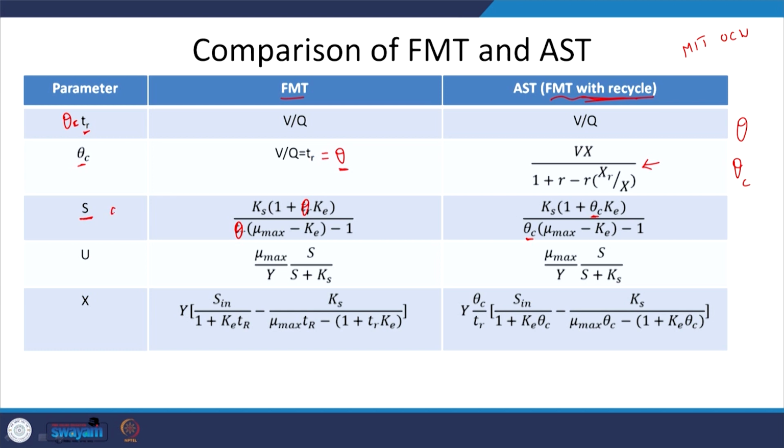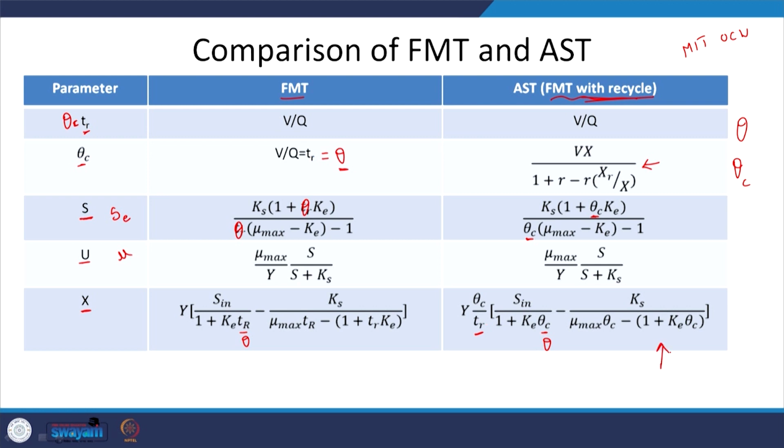S is the S in the effluent, right. And then U, the substrate utilization rate, depends on mu, which we looked at, but we are not going into that right now. For X, you can play around with the variables and get this equation. Here we have theta, while there we have theta C, or theta C by theta is one variable. And as you can see, the concentration of the microbes in the plant will also be higher in the case where we have the recycle.